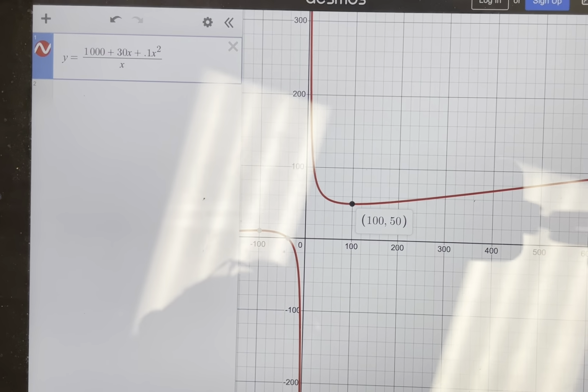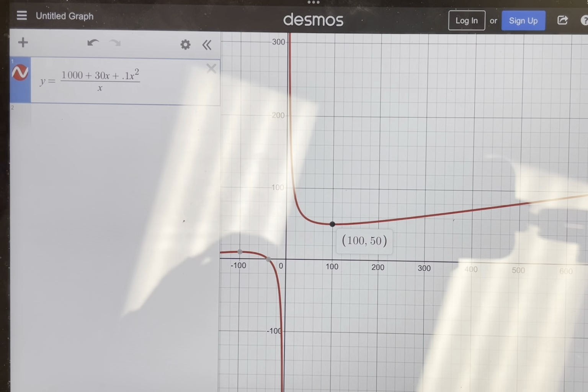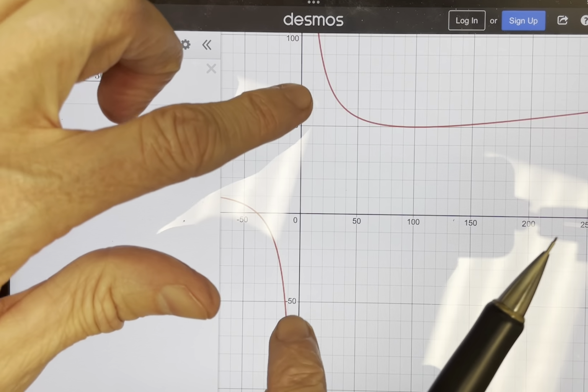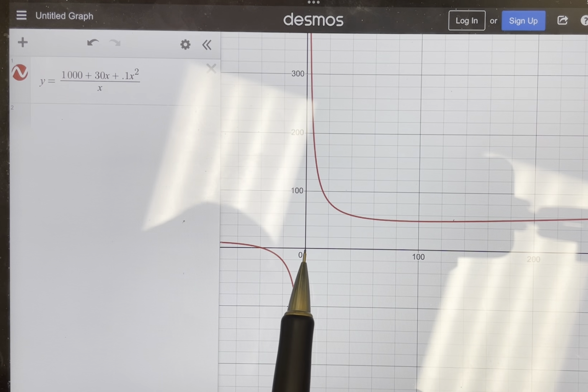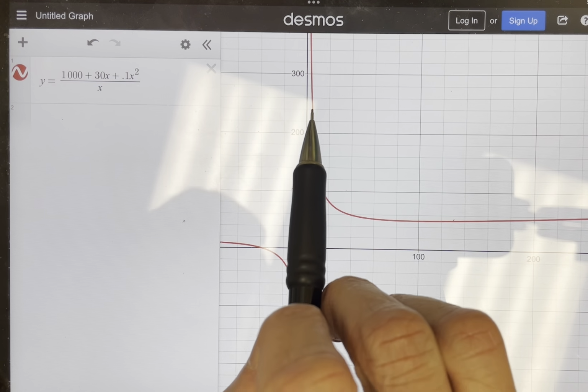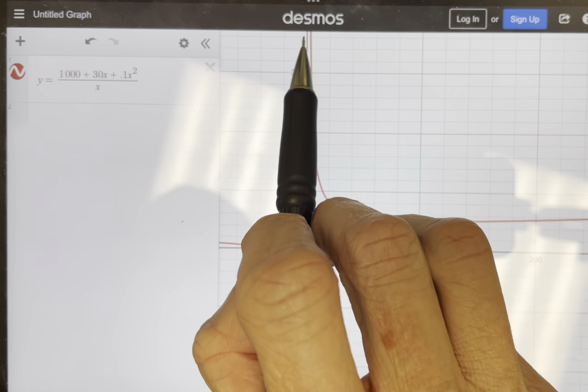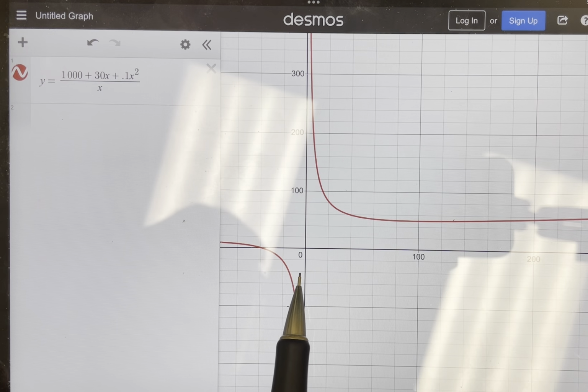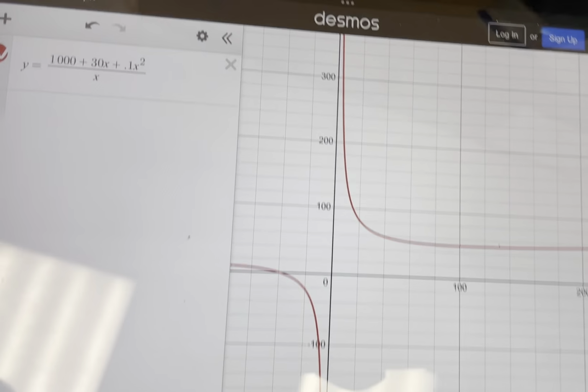Let's go back and look at that graph. And you can see here's 0 TV sets, and the average cost is just going higher and higher and higher. This is a vertical asymptote, and so it's never going to touch it. Basically it's saying that the average cost to produce 0 TV sets is an unknown. We have no idea. There is no average cost value for when we produce 0 TV sets.